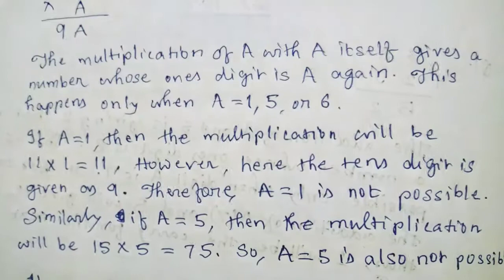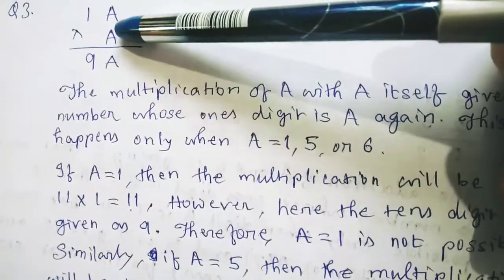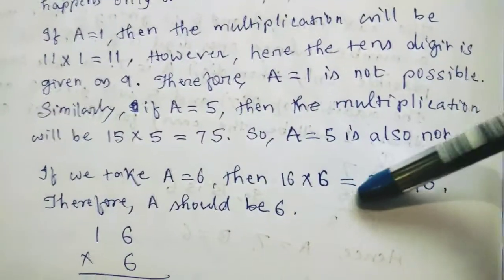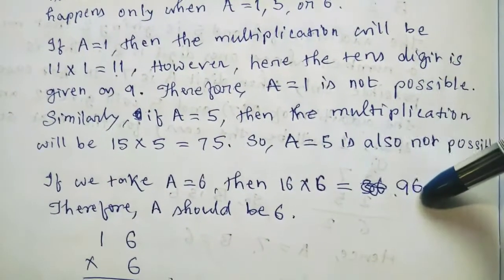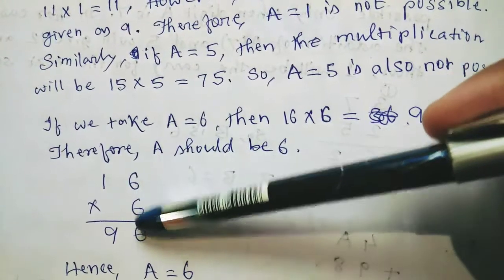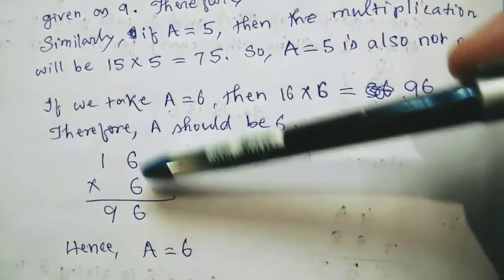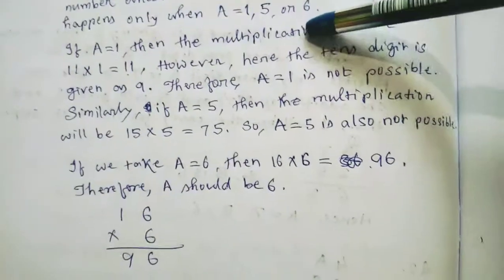Now the last case is 6. If we put 6, then 16 into 6 is 96. We got 6 in the ones place, the same number, and in the tens place we also got the same number 9. So 16 into 6 is 96. The same number is coming, right? The A value is the same, 666. So A equal to 6 is correct. This is the solution of this question.